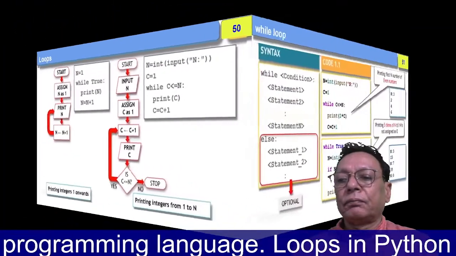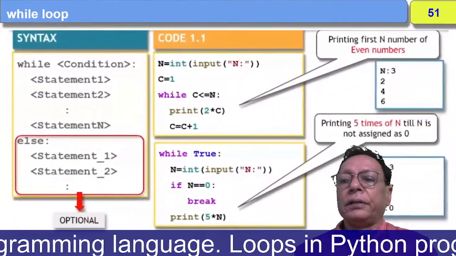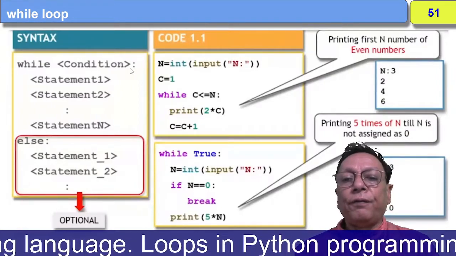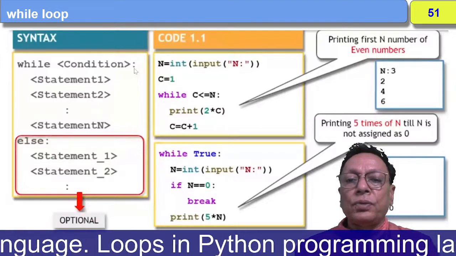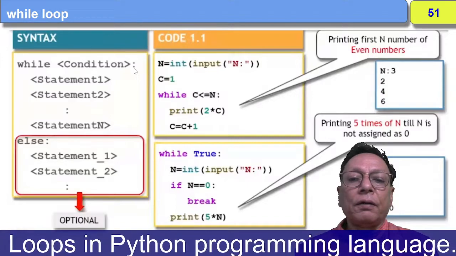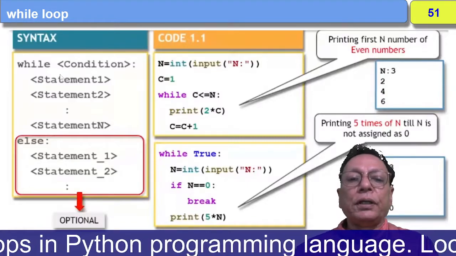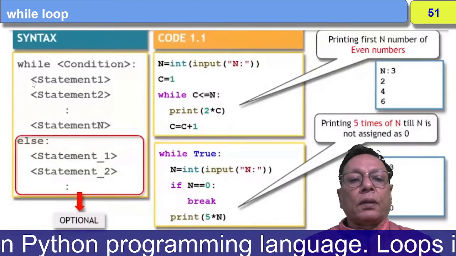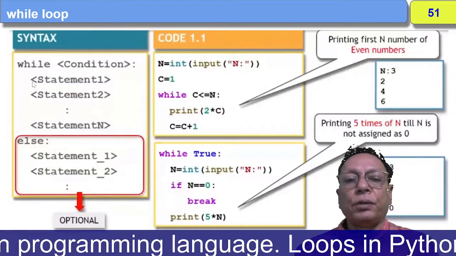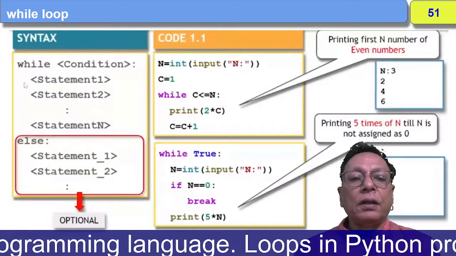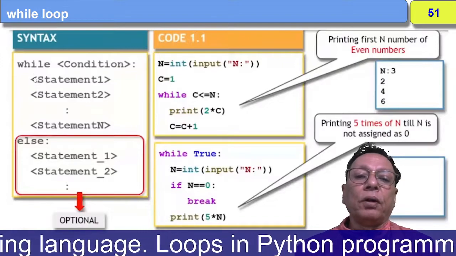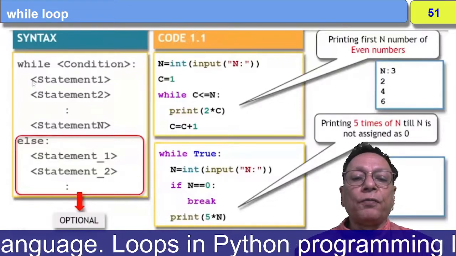Next, see here, this is the syntax of the while loop. While, then the condition, followed by the colon. So as soon as you press enter after the colon, the cursor follows the indentation. So after leaving 2 or 3 spaces, by default 2 spaces from the left margin, the next statement will be written from column number 3.